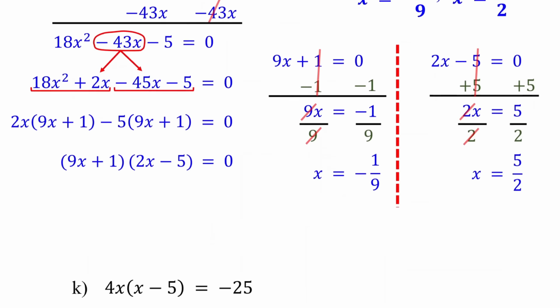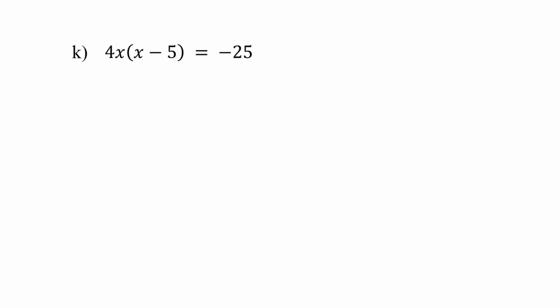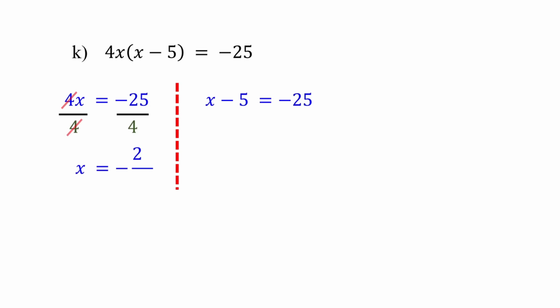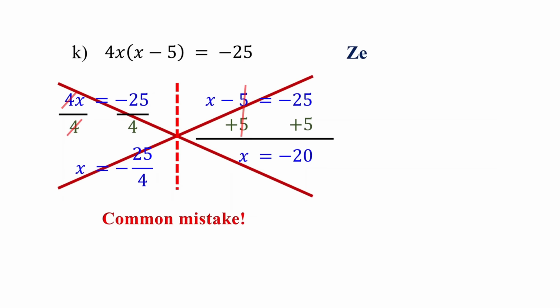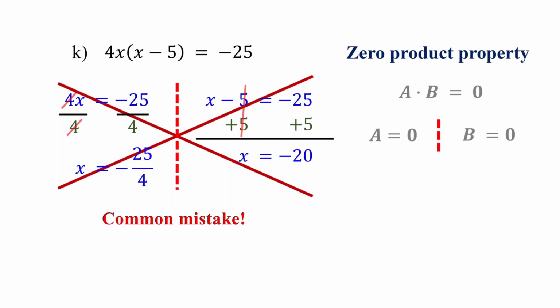Let's solve our last equation, which has only one solution. When a quadratic equation is given in this form, please avoid setting the factors equal to the number on the right side of the equation and solving for x. This is a common mistake. Remember, the zero product property can only be applied when the product of the factors is 0. In this example, the product of 4x and x minus 5 is negative 25, which is not 0, therefore the zero product property cannot be applied in this form.